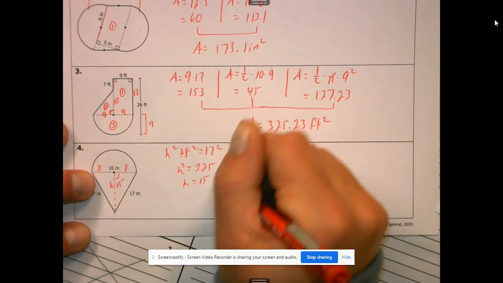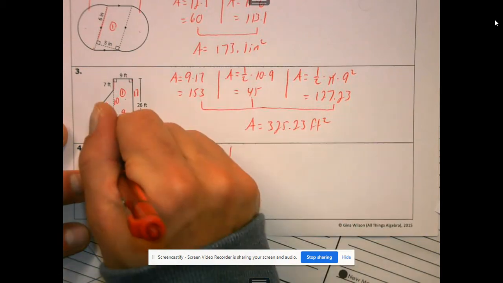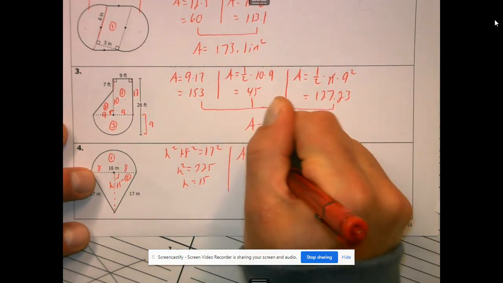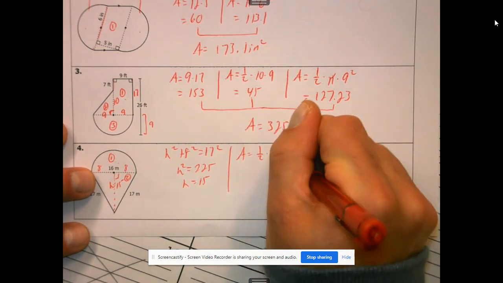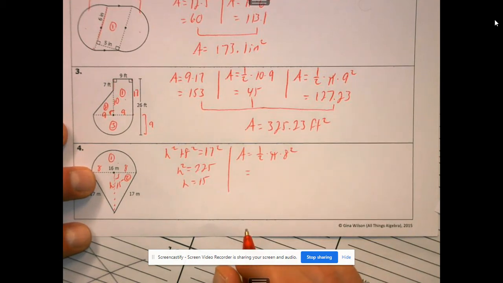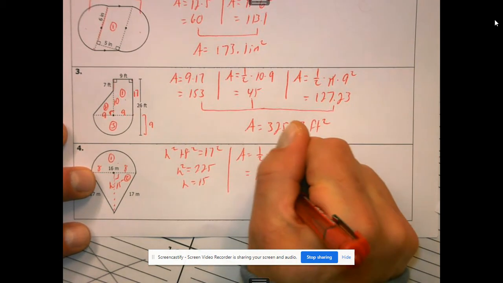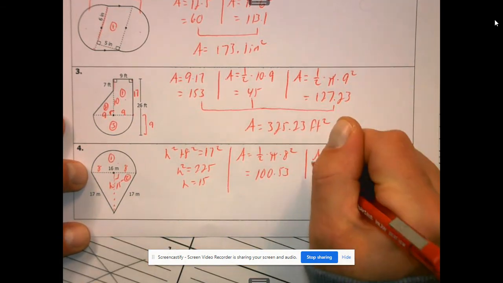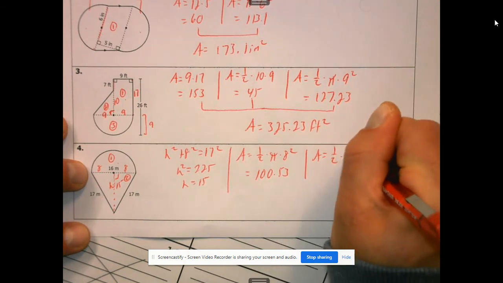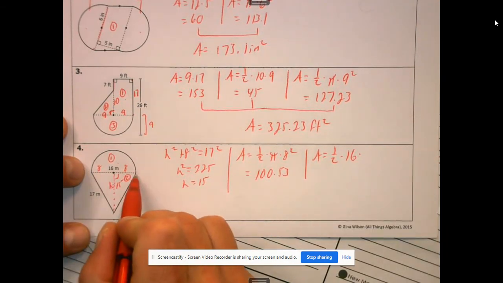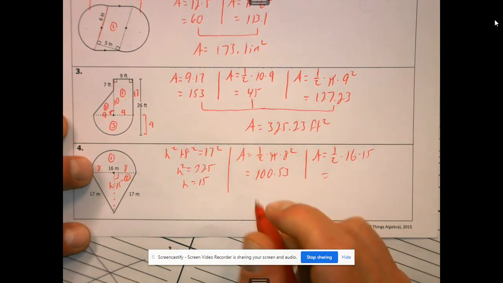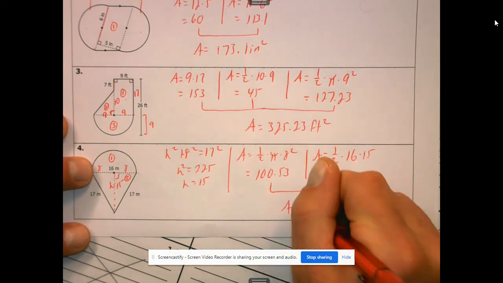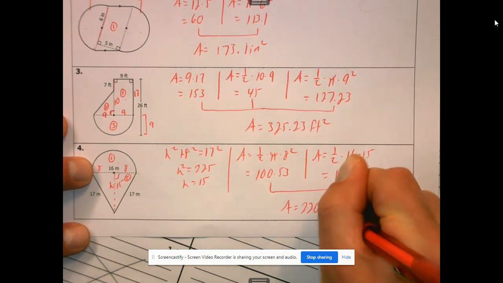All right, let's go to work here. Let's do the semicircle first, and then we'll do our triangle second. So semicircle, 1/2 times pi times radius squared. Solution comes to be 100.53. For your triangle, 1/2, base is 16. This whole thing is your base, 16. The height we found to be 15. It comes to be 120. So if you add up the two areas, the total area is 220.53 square meters.